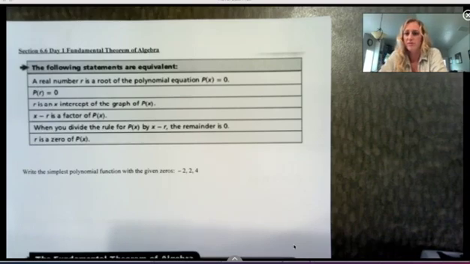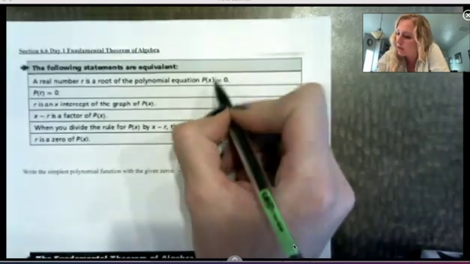This is going to be a video for 6.6. This is just a section from your book that we pulled out to put in your notes because it's kind of important that you're familiar with these different phrases and know that they all mean the same thing, okay? So a real number r is a root of the polynomial if p of r equals 0.